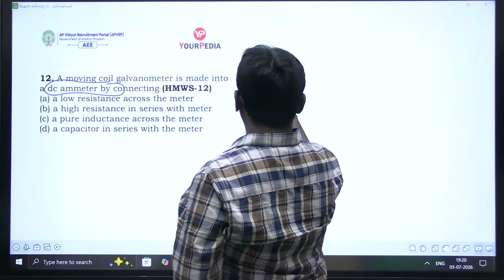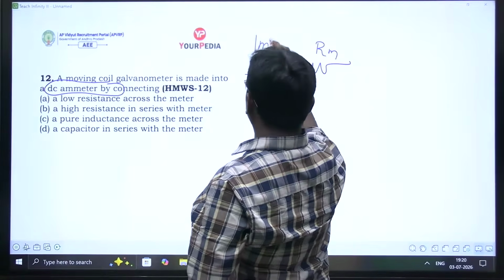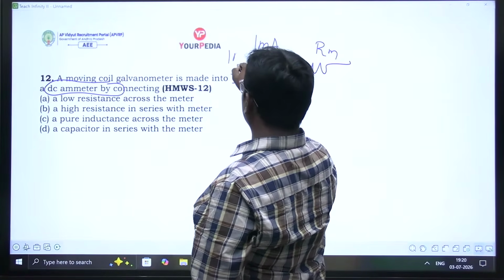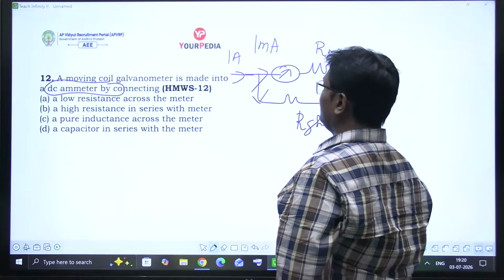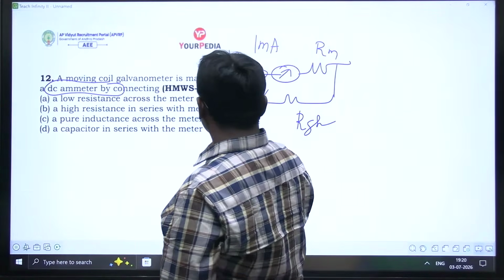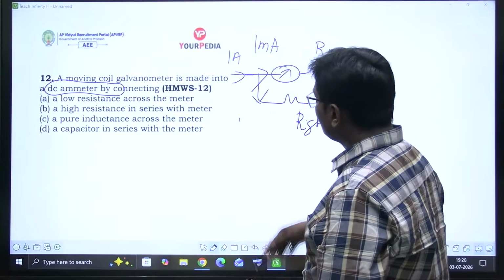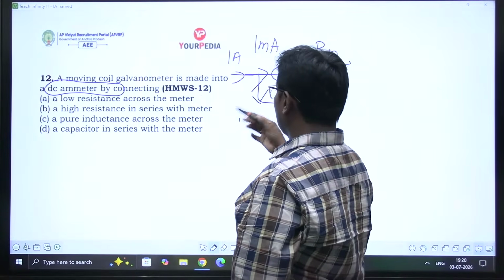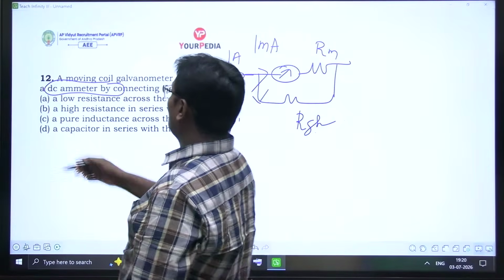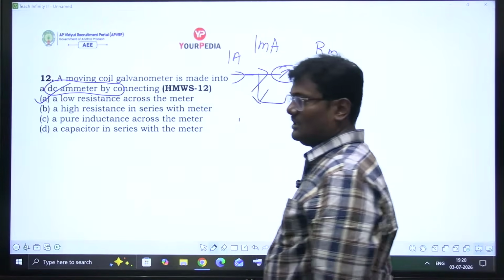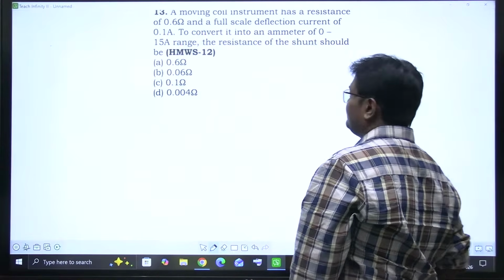For the moving coil, just now we have seen that this is called the Rm. The meter current is 1 milliampere. We are going for 1 ampere. We are connecting a shunt resistance with a low value, so that the shunt current is 999 milliamperes. So low resistance across the meter. A is the correct answer.